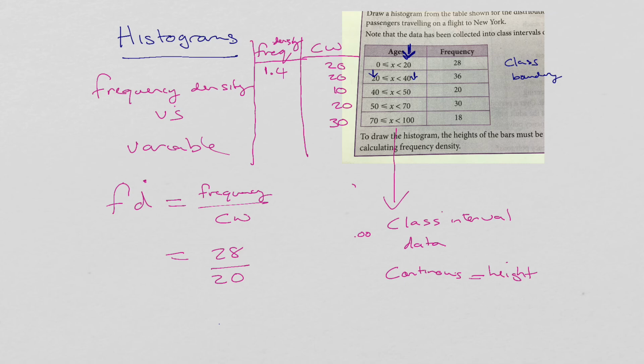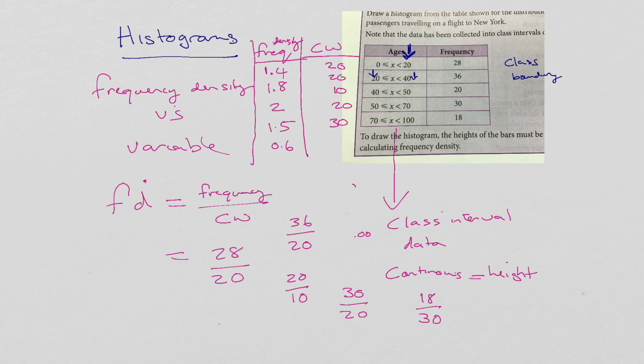So now we can compare all of them with each other. So the next one, we're going to go 36 divided by, so again, frequency divided by class width, which is 20, and that one is going to be 1.8. And then the next one, we're going to go frequency, which is 20, divided by class width, which is 10, and that one is going to be 2. And then frequency, which is 30, divided by class width, which is 20, and that one is going to be 1.5. And the last one, frequency, which is 18, divided by class width, which is 30, and that one is 0.6. And now you have them relative to each other, right?